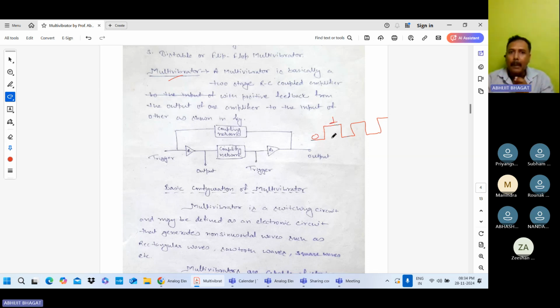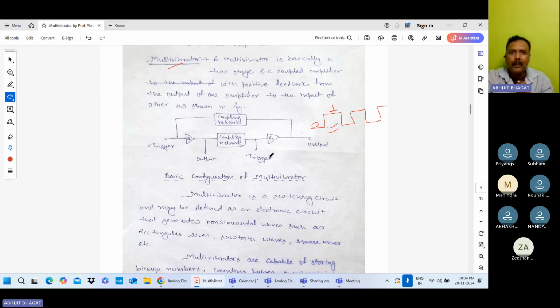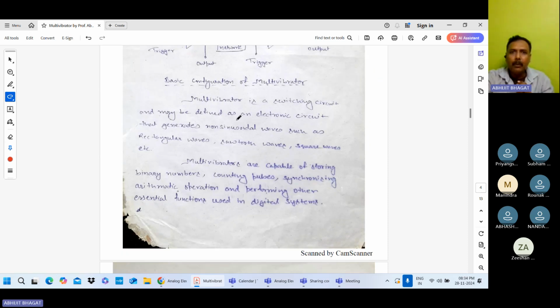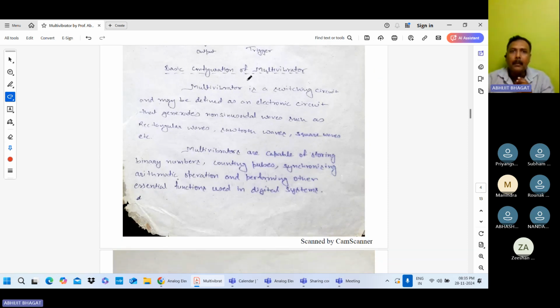We also discussed the application, where it is used. This application part we already discussed in the last class. And next, you can go through this. A multivibrator is basically a two-stage RC coupled amplifier with positive feedback from the output of one amplifier to the input of the other amplifier, as shown in figure. This is the block diagram.